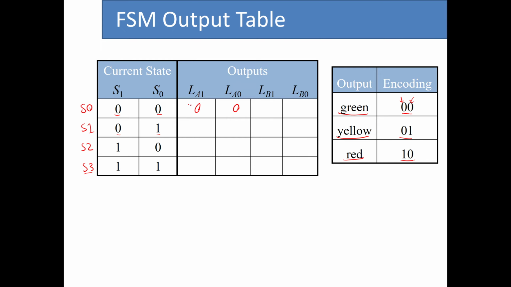So for state 0, LA was green, so 0, 0. LB was red, so 1, 0. For state 1, LA was yellow, so it was 0, 1, while LB was still red. For state 2, LA was red, so we have 1, 0. LB was green, so 0, 0. And finally for state 3, we had LA to be red, 1, 0, and LB to be yellow, so 0 and 1.